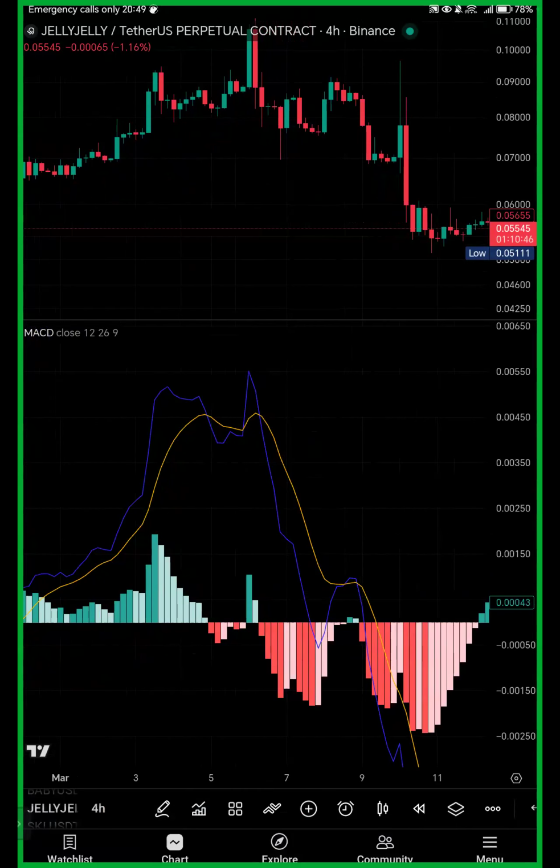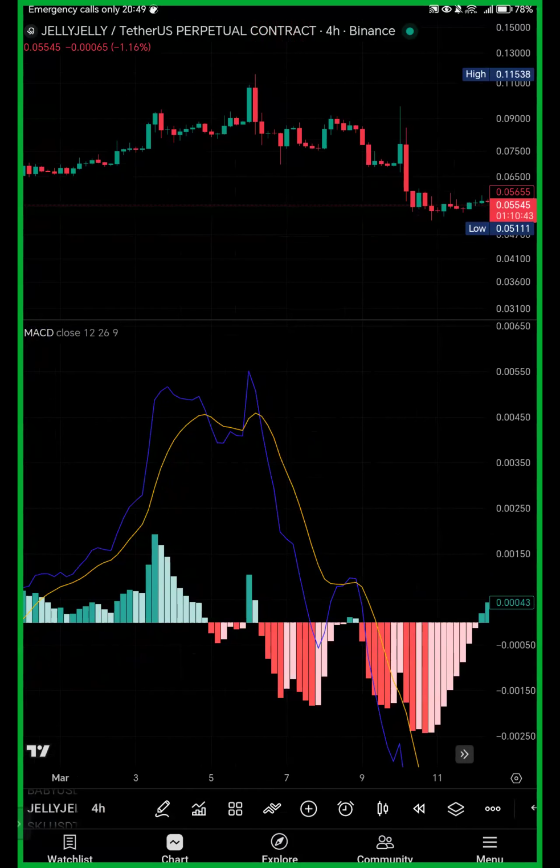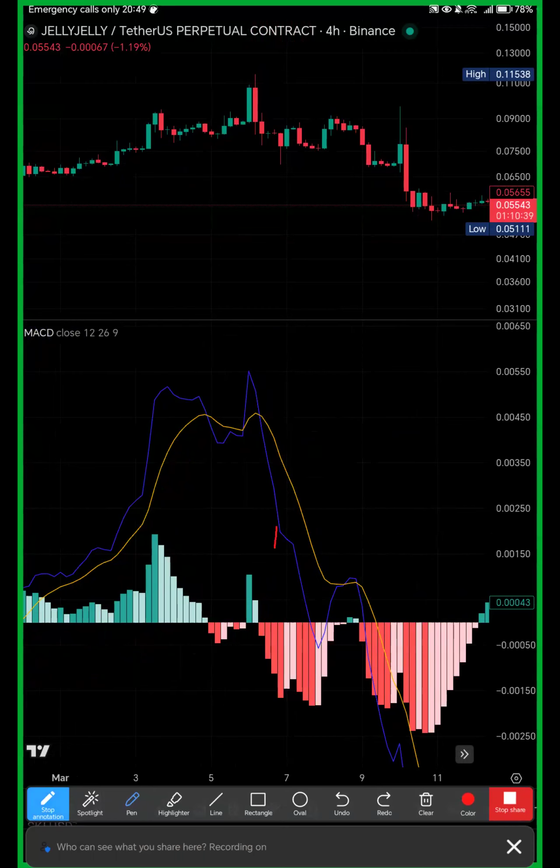Okay. I want you to see. Can you see what happened here? There was also a crossover, but this crossover was to the downside. Can you see the MACD line? It was on top of the orange line. It was moving above here. But now it came and crossed the orange line, and it started moving below it.